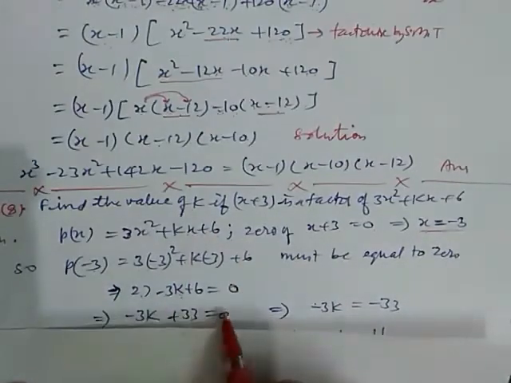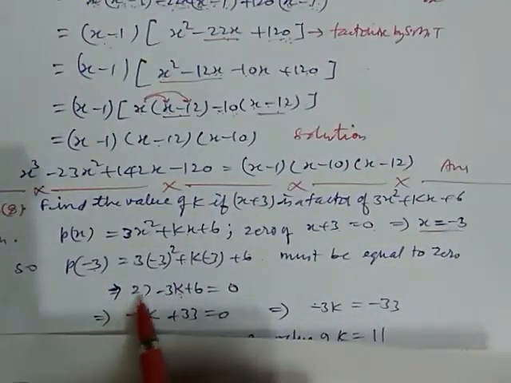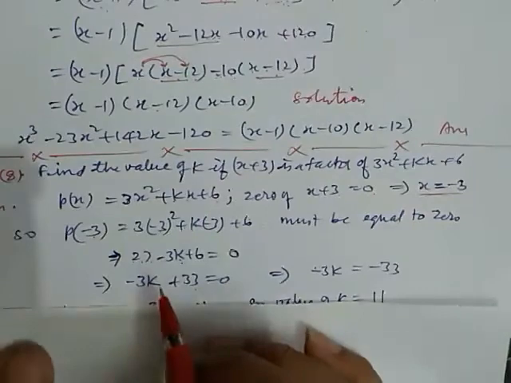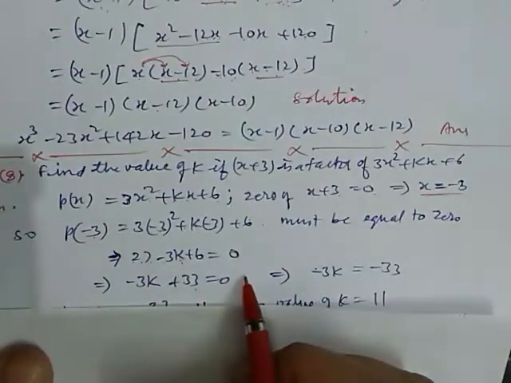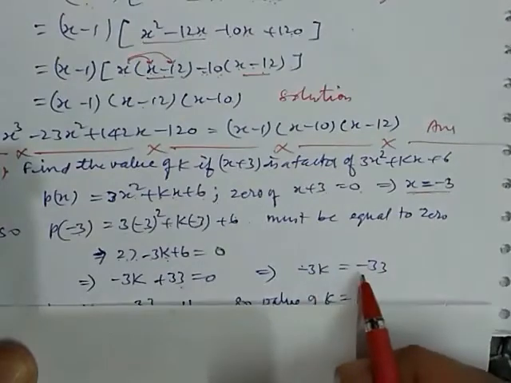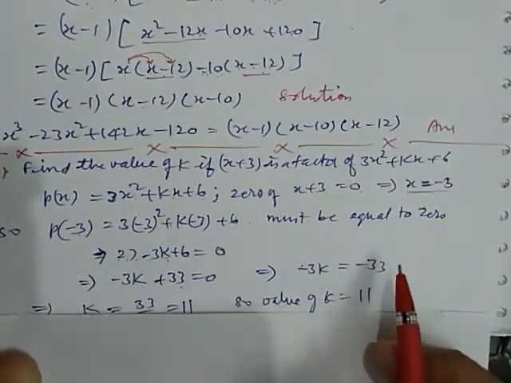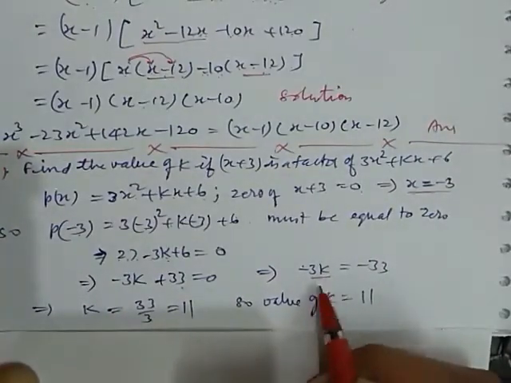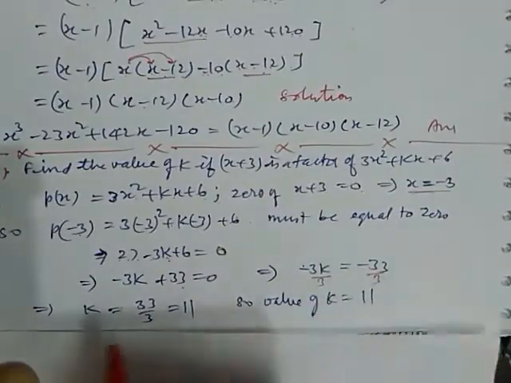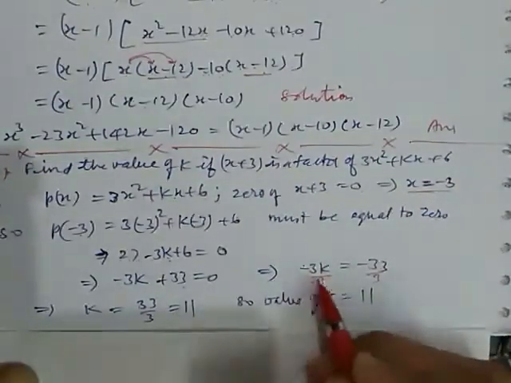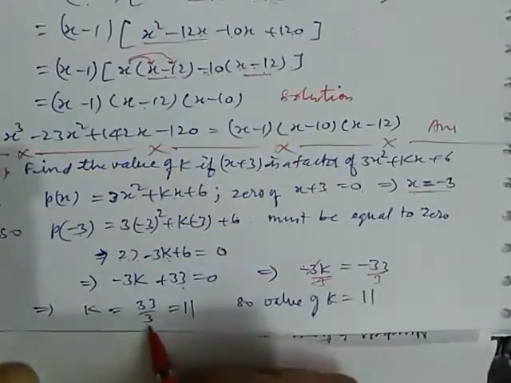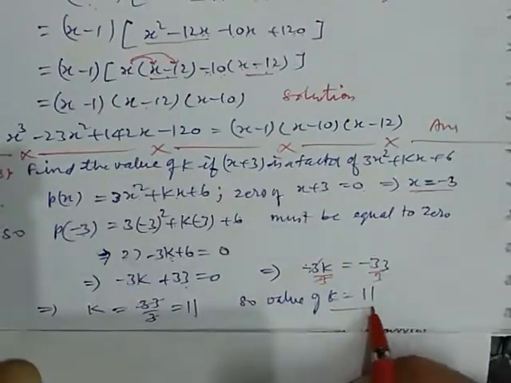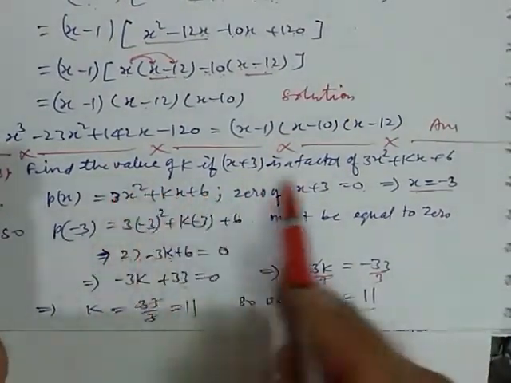Now solve this. So this becomes 27 plus 6, 33, and this minus 3k. Transposing this 33 to the right hand side, we get minus 3k equal to minus 33. Now divide both sides by 3. This 3 cancels out by this 3, and 33 divided by 3 is 11. So the value of k is 11. By this method we can solve this type of question.